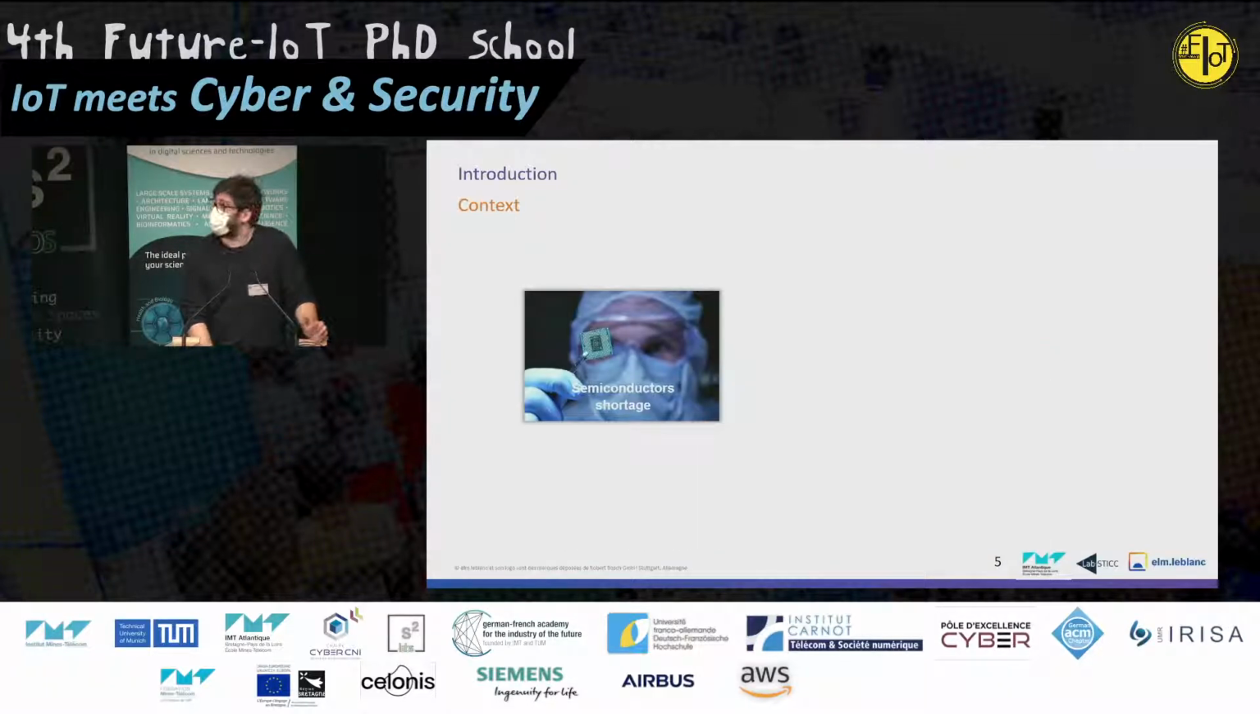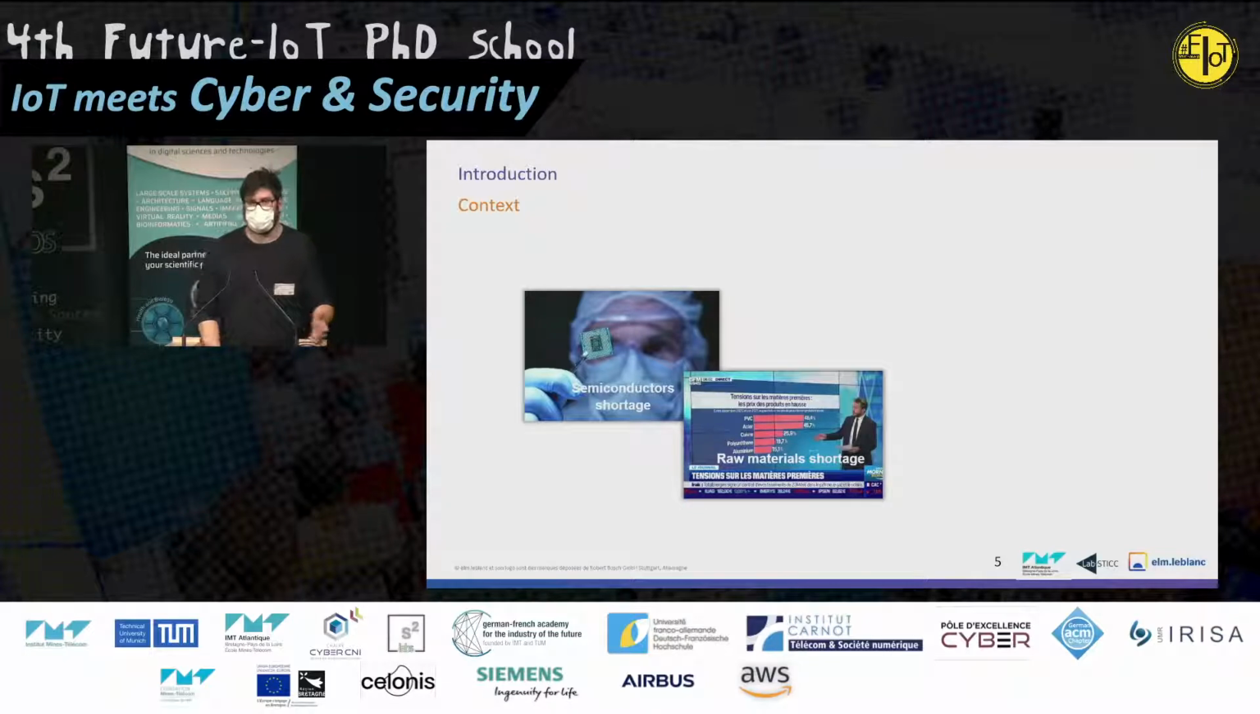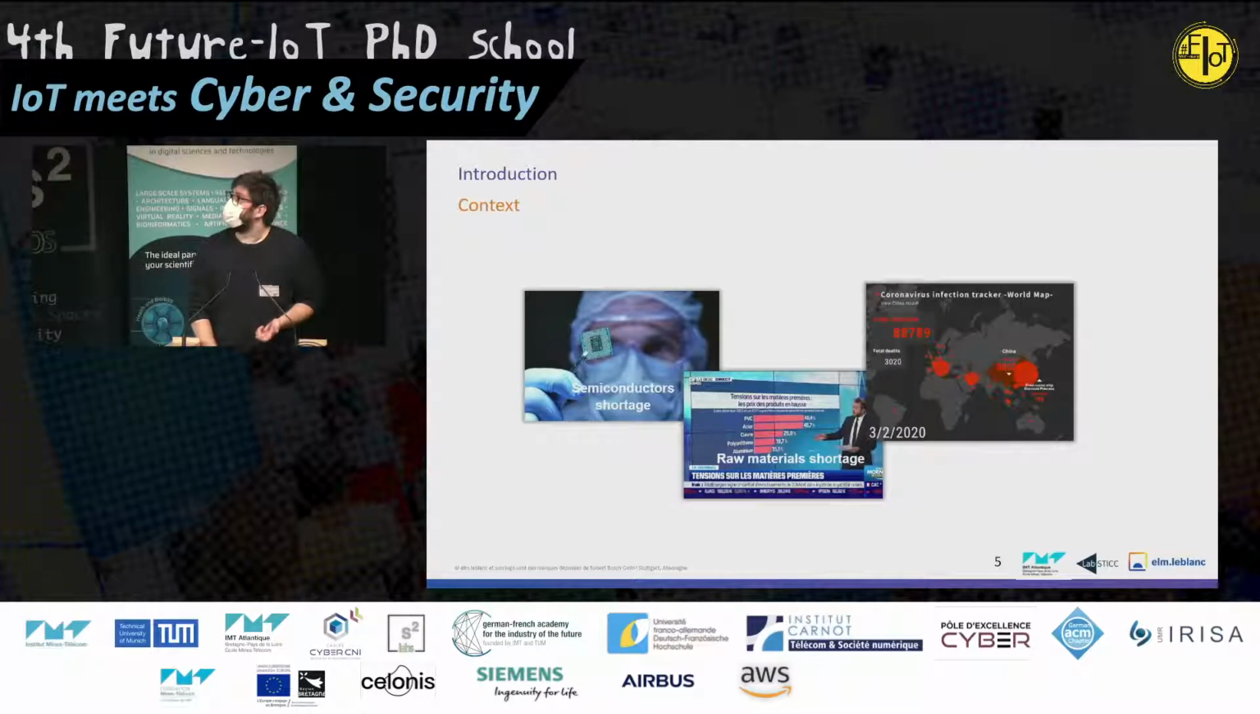Like we can see right now, we have a semiconductor shortage. We have a raw material shortage. Right now, it's hard to find wood, to find metal. In case you didn't know, we have a problem with a pandemic. So it's hard to keep manufacturing.